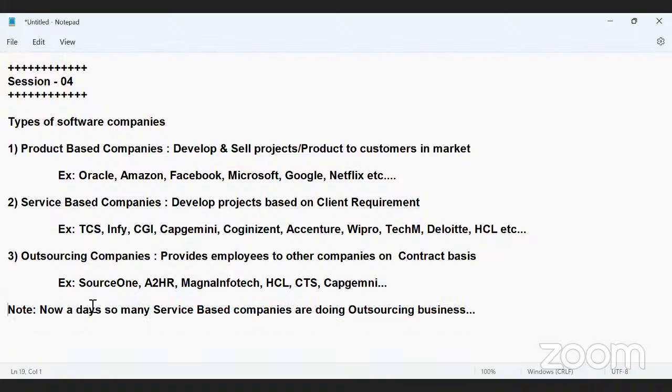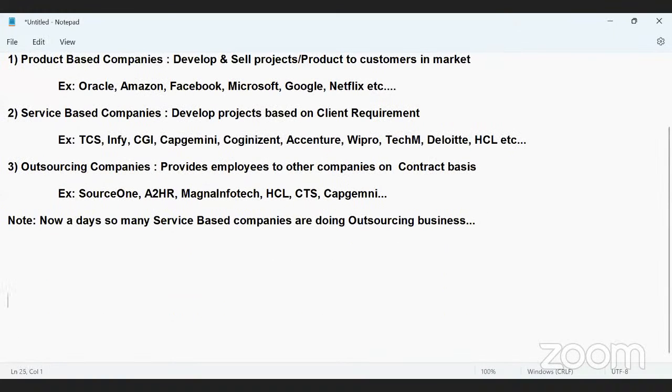Are you clear? Good. Next one, interview process. So when you go for an interview, sir, how will the interview process be in the companies? Interview process.